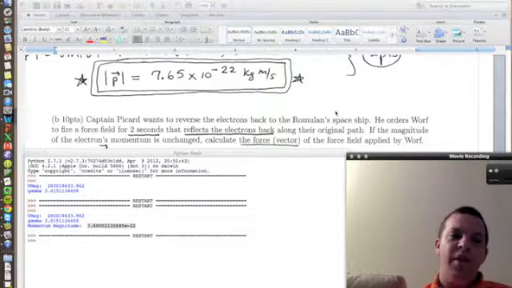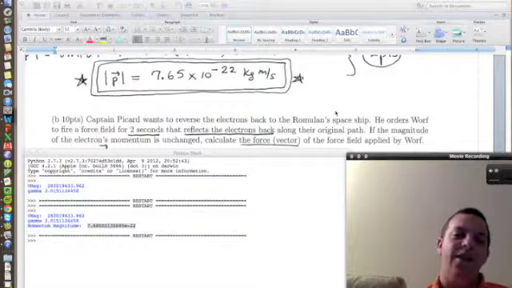We're going to be doing part 2 of this problem, and then we'll be done with the whole entire problem. So let's get started. In part 2, it says Captain Picard wants to reverse the electrons back to the Romulan spaceship. He orders Worf to fire a force field for 2 seconds that reflects the electrons back at their original path. If the magnitude of the electron's momentum is unchanged, calculate the vector force of the force field applied by Worf.